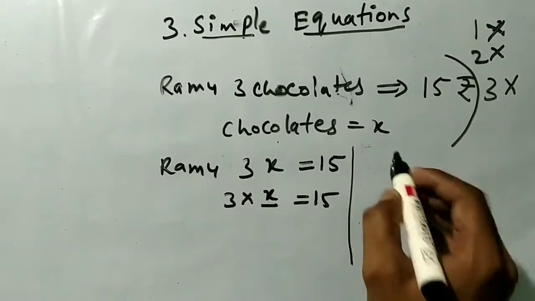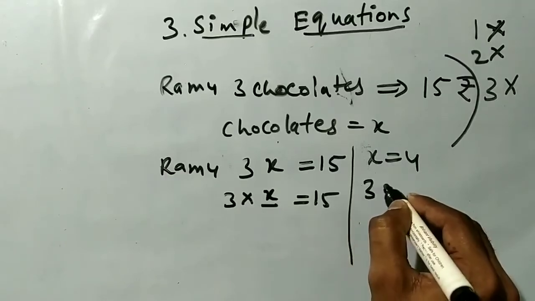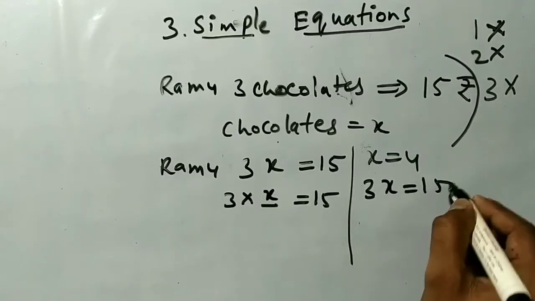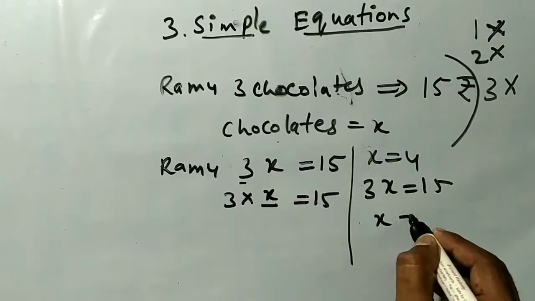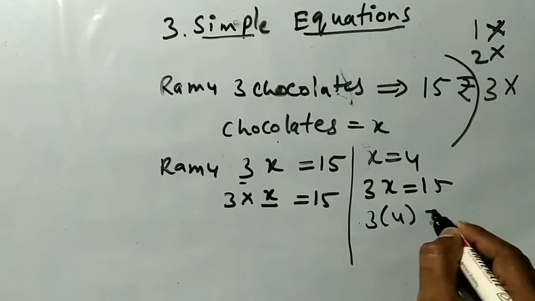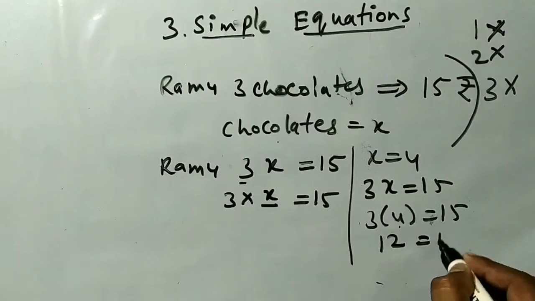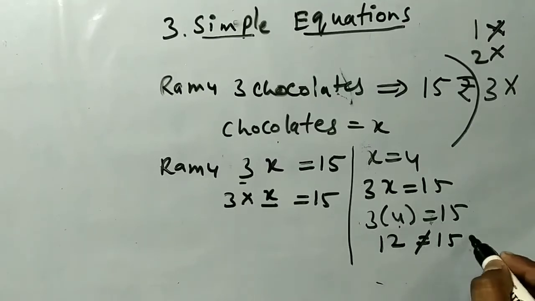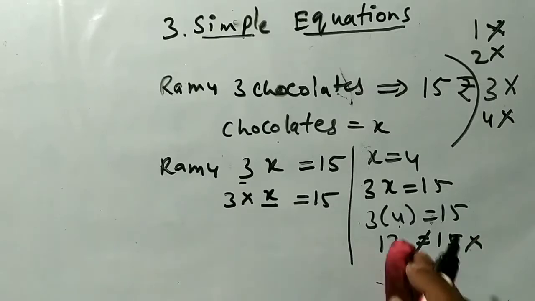Let's take 4. Then x is equal to 4. Here 3x is equal to 15. This is an equation. Substituting x is equal to 4, 3 into 4 is equal to 15. 3 fours are 12. 12 is equal to 15. This is also not equal. Then 4 rupees also not the cost of chocolate.